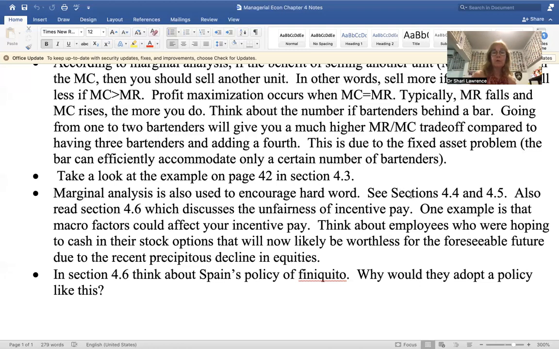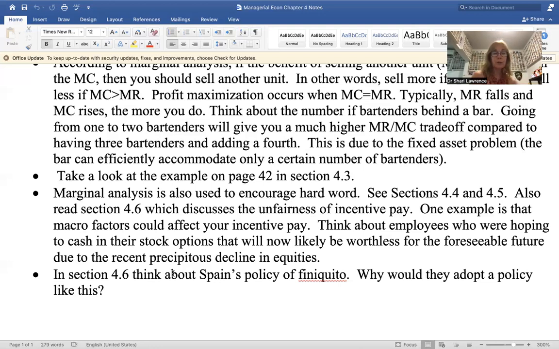Anyway, make sure you read these 3 sections. Of course, all these chapters in the book are pretty short. And that just talks more about how marginal analysis is used to encourage hard work. Okay, now talking more about unfairness and some inefficiencies dealing with incentive pay.